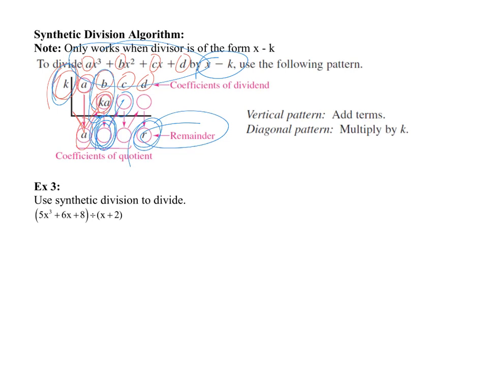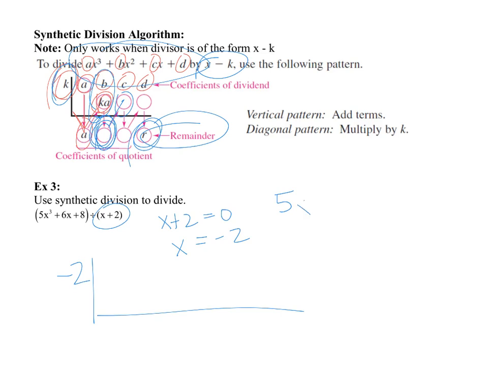Okay, so here we have x plus 2. I just set that equal to 0, and I get x equals negative 2. And that's what we use in our synthetic division. Now I have my coefficients. Here's where a lot of students goof.